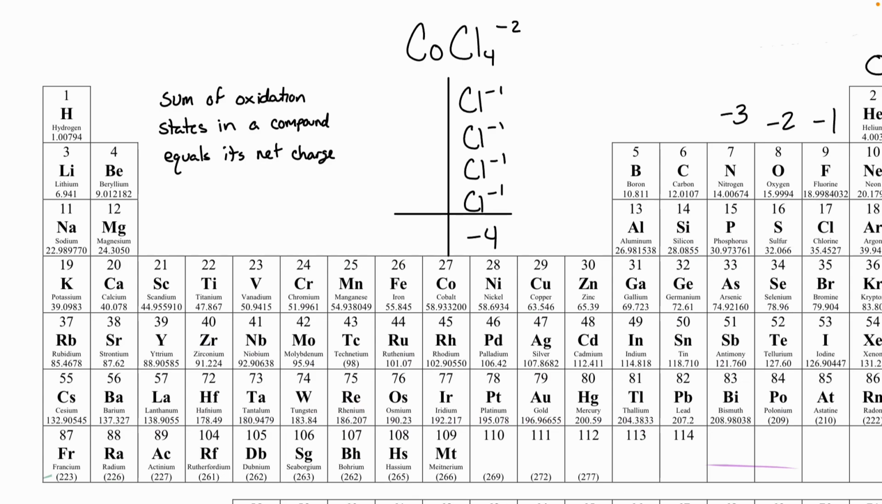And the sum of my oxidation states have to equal the net charge on that molecule. So everything's going to sum up to what? -2. That's my net charge. So what? -4 gives you -2. +2. And I only have 1 cobalt in this formula, so what's got to be the charge on that cobalt ion, or the oxidation state, the oxidation number? +2.